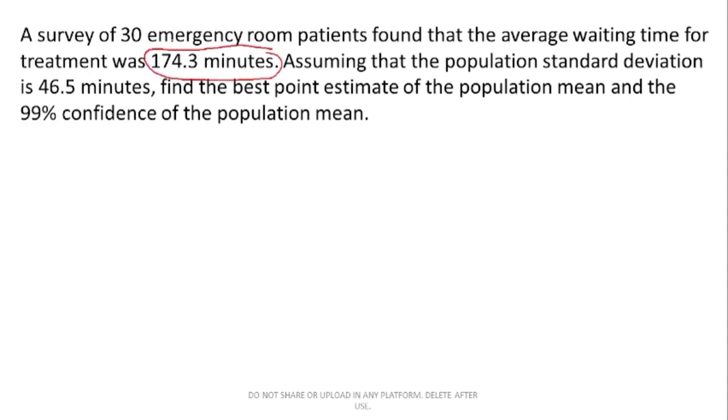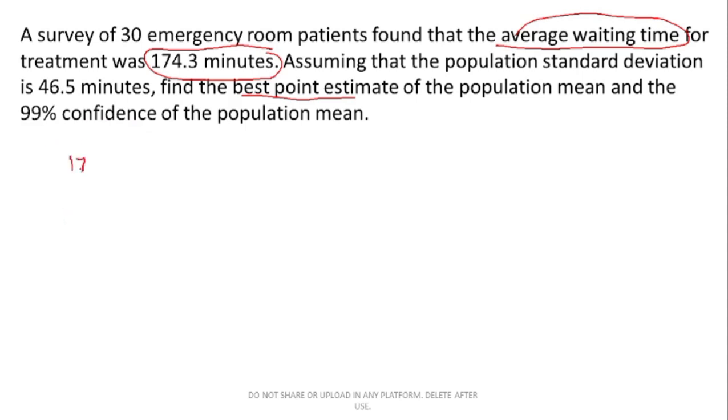Ang sabi dyan, a survey of 30 emergency room patients found that the average waiting time for treatment was 74.3 minutes. Ito yung estimate natin. Ito yung point estimate natin or yung certain value natin. That is the best point estimate. And sinasabi dyan, we are asked to determine the 99% confidence interval of the population mean. So, the same thing, gagamitin lang ulit natin yung formula natin.